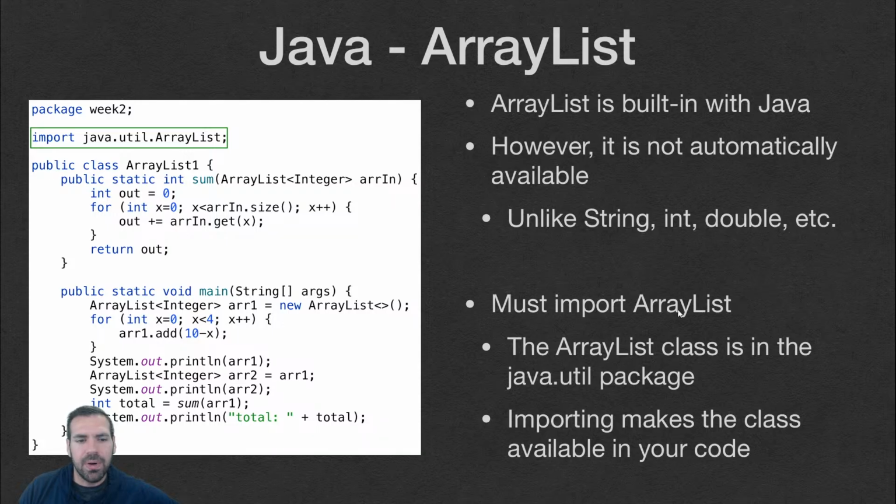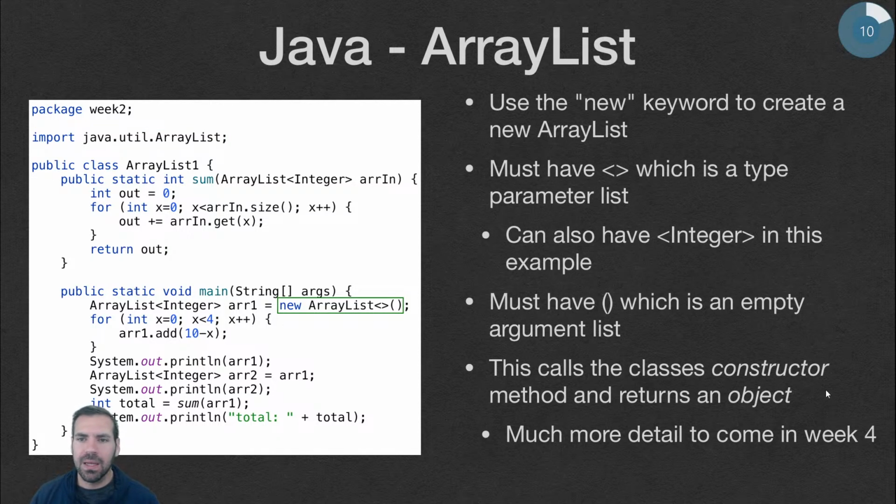Okay, so now that it's imported, we're allowed to use it. If we forget this import statement, as soon as we start using ArrayList right here, we're going to get errors because Java doesn't know what an ArrayList is if we didn't import it. When we create a new ArrayList, we do have to use the keyword new. So we're going to say new ArrayList, and then we have to have these angle brackets here. I'll talk about them when we get to the variable side.